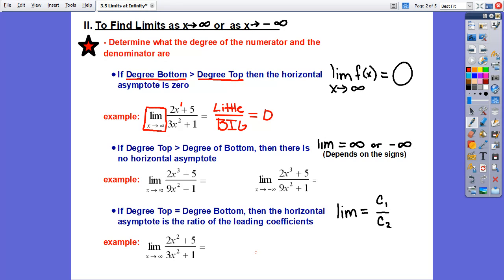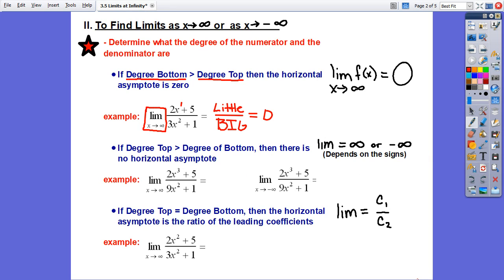Now, what if the degree on the top's bigger than the bottom? Now the top's the big one, and the bottom one's the little one. So the big one's on top, and then we've got the little one on the bottom. Now, if that is the case, just think of it intuitively. If the top is growing very quickly and the bottom is not growing as quickly, the overall value is getting very, very large in one of two directions, either towards infinity or negative infinity.